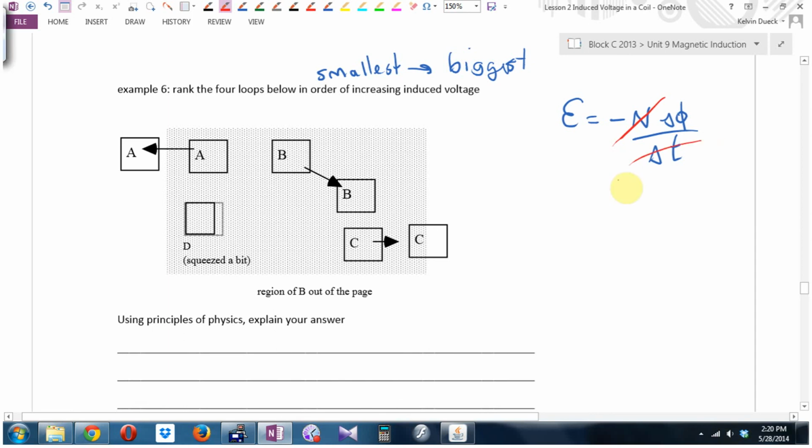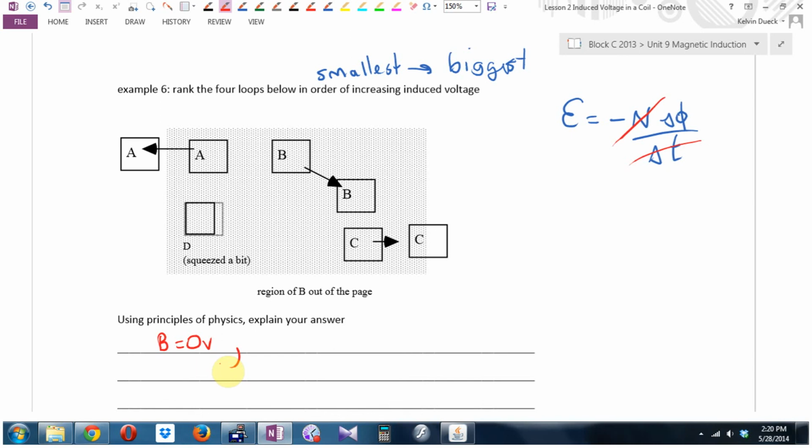You know what they're really asking me? Which of these has the biggest changing flux? Which of these has the smallest changing flux? Because that's going to be the smallest voltage. B, why? Okay. B is going to have an induced voltage of nothing. Yeah, it's moving around, but there's no changing flux. Which one do you think would have the next smallest change in flux?